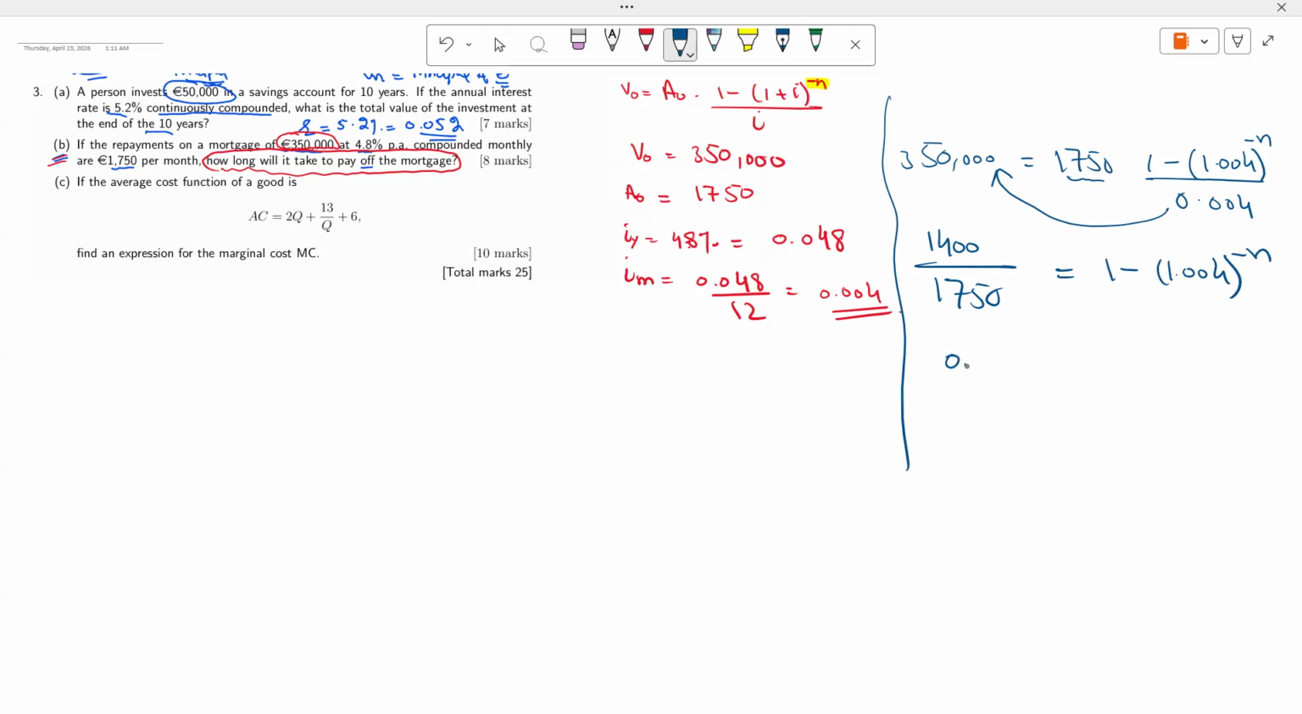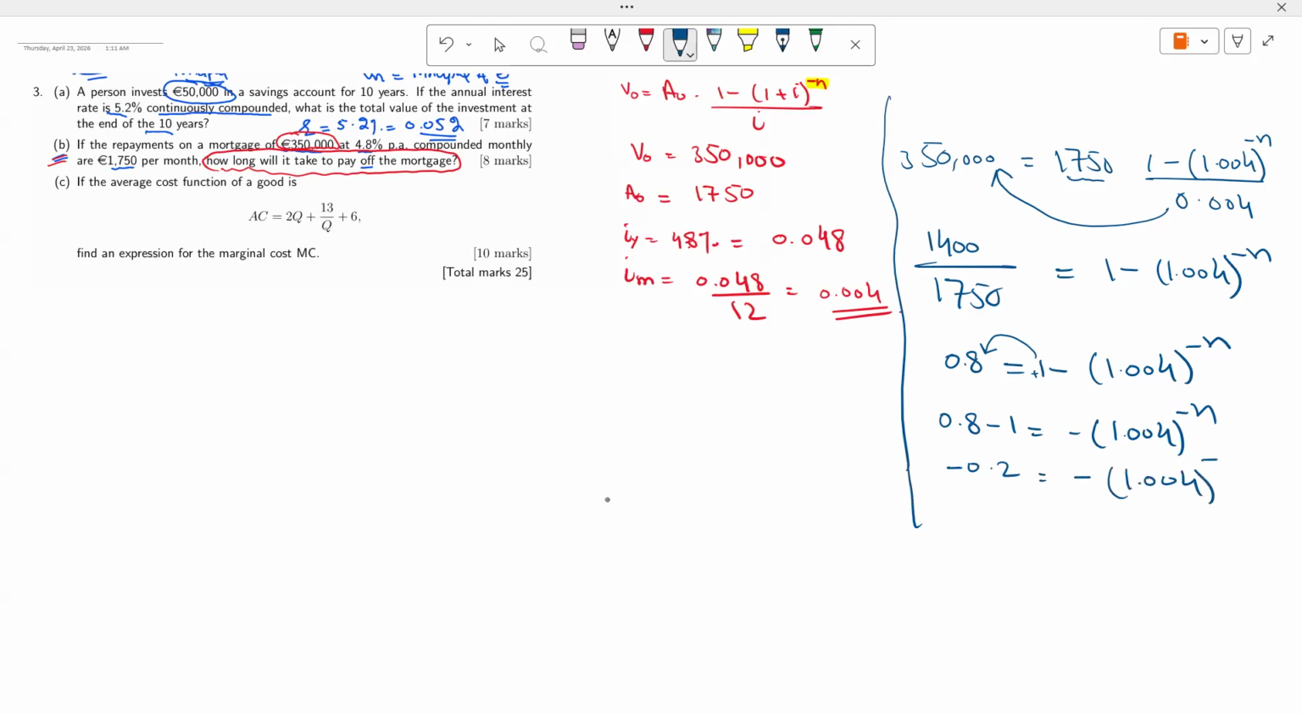So this would become 0.8 = 1 minus 1.004^(-n). Here it's a positive one, so if I take it to the left side, 0.8 minus 1, so minus 1.004 raised to the power minus n. I'll get negative 0.2 on the left side of the equation, and on the right side I'm getting negative 1.004 raised to the power minus n. This negative sign would get cancelled out. So I'm getting this one.